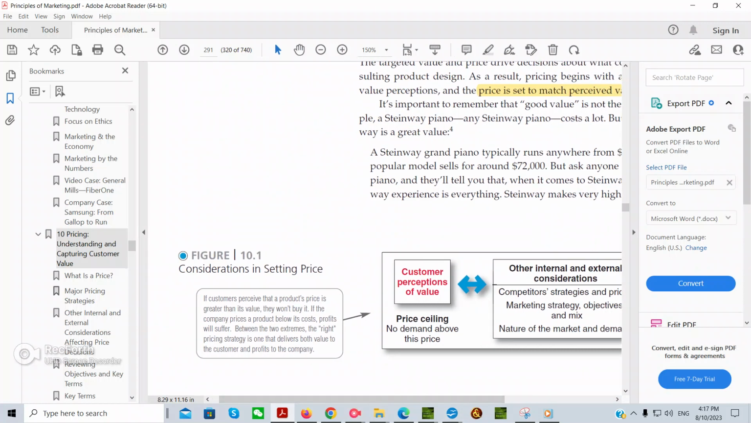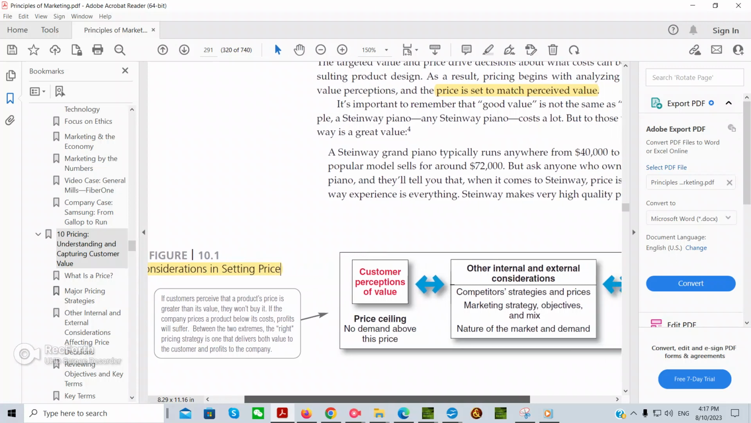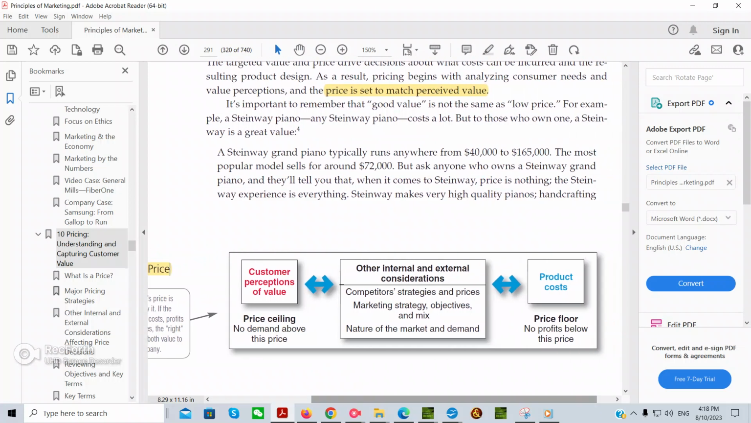Now, let's talk about considerations in setting price, just to make it clear. First, we start with customers' perceptions of value. Inside that, you have a price ceiling, and no demand is above this price. Then you go to other internal and external considerations: competitive strategies and prices, marketing strategy, objectives, and mix, and the nature of the market and demand. Then you go to the product cost, which is the price floor. No profits below this price.